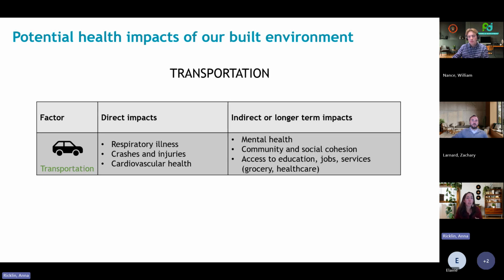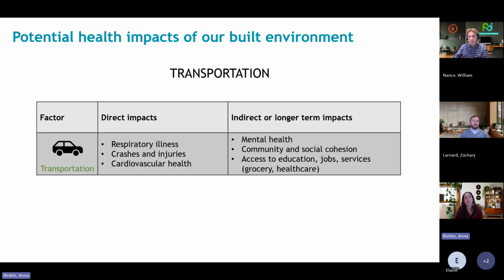So with transportation, we see direct impacts on respiratory health. Of course, if you're involved in a crash, whether you're in the vehicle or outside the vehicle, that's pretty impactful on your health. And air quality also can impact our cardiovascular health. Over the longer term, though, the impact of noise from transportation can impact our mental health. The impact of poor air quality, living on busy roads with both noise and poor air quality can impact our health.